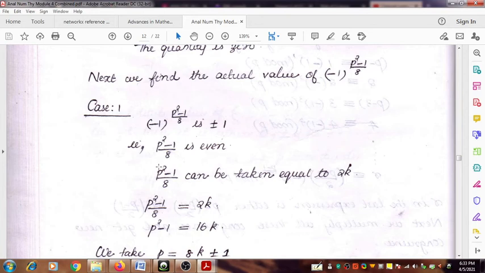Next we will establish the two different values. We will show that minus 1 raised to (p square minus 1) divided by 8 can have two different values depending upon the value of p.